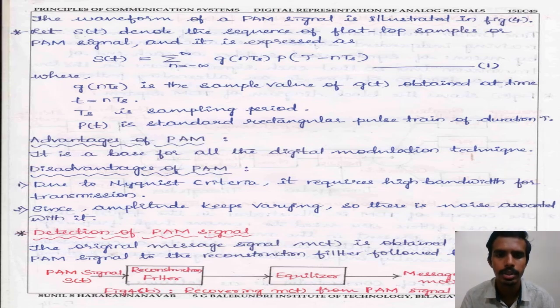Detection of PAM signal. The original message signal m(t) is obtained from the PAM signal when the reconstruction filter is followed. As we can see in the diagram, the PAM signal s(t) goes through the reconstruction filter and then to the equalizer, and then we obtain the message signal. This is how the detection of pulse amplitude modulation takes place.